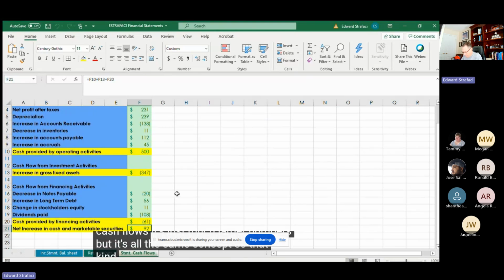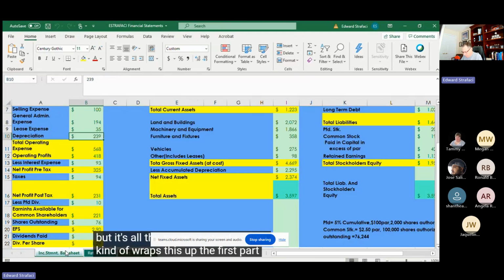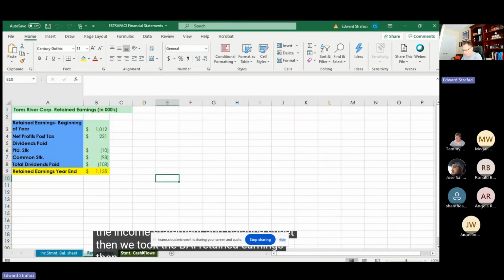So that kind of wraps this up. The first part is the income statement and balance sheet. Then we talked about retained earnings. Then we talked about statement of cash flows.